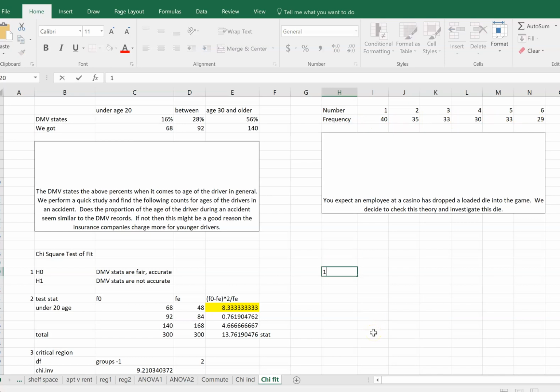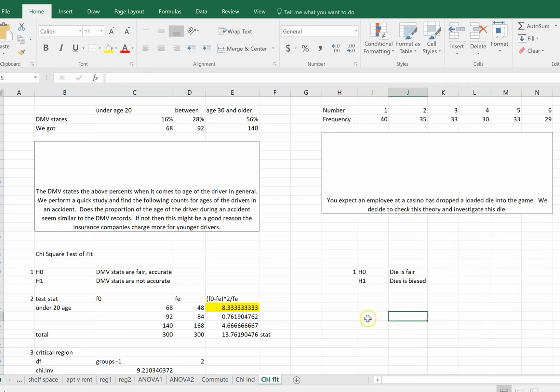Number 1. Let's follow through the steps. H naught. What was our hypothesis? Well, we're going to assume the die is fair. I'm going to assume the employee didn't rig the game. But my H1 is, if I get enough evidence, then the die is biased. And that means this employee has a lot of explaining to do to me in the casino.